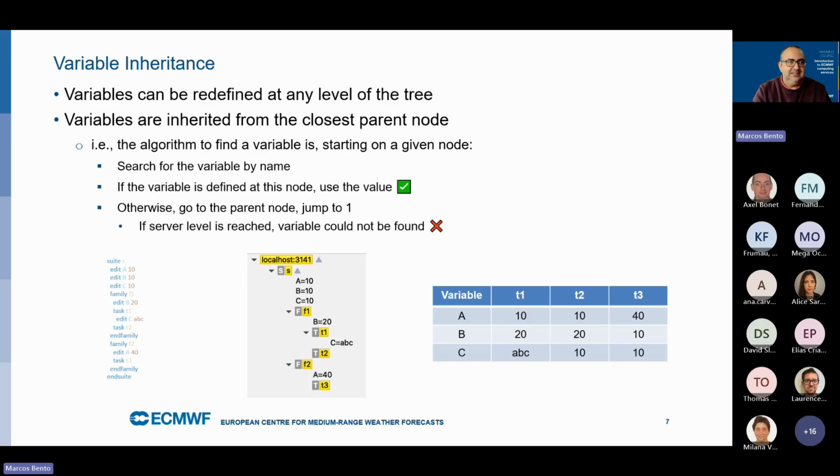It's important to understand that the variables are inherited, meaning you can have them at several levels in your suite definition. You can have variables, and you can have repeated values for the same variable. This has some impact, of course, but basically we have an inheritance and an override system in place. The variable that is used for a task is the one that is closest from the parent node.